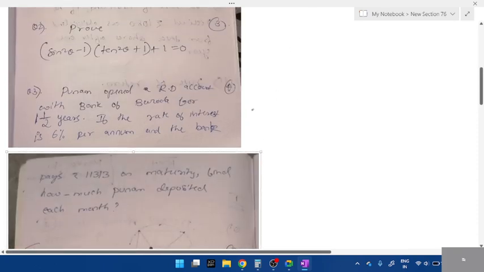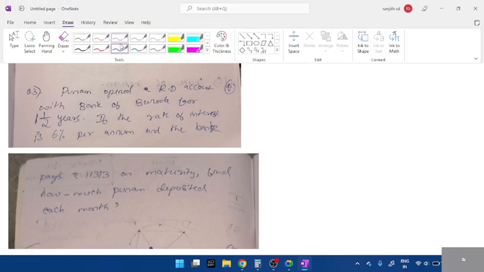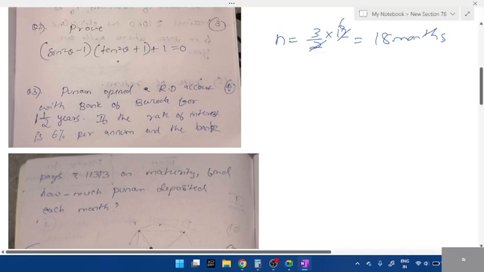Look at this, all of you. Poonam opened an RD account in the bank. What's the time period? 3 and a half years, right? 3 6. How many of you all just took 3/2? Nobody took 3/2, right?